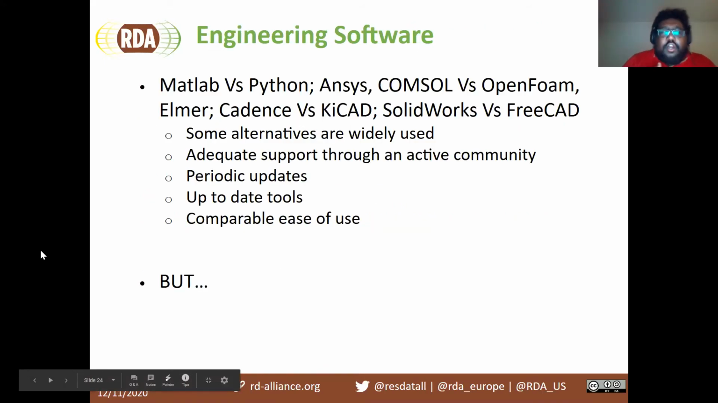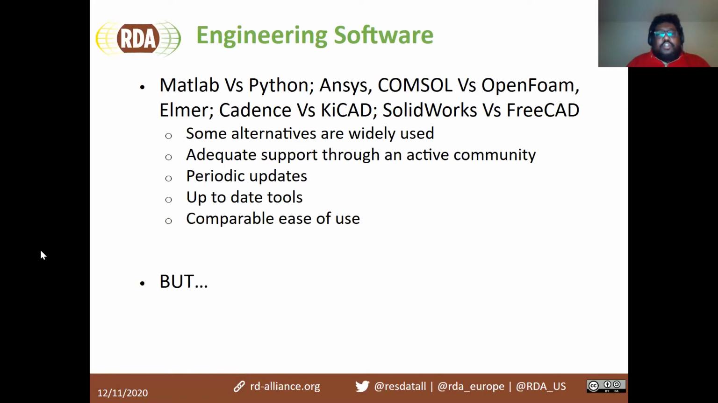As Sibylle mentioned, there is a lot of commercial software used within the engineering field. You have, say, MATLAB, ANSYS, COMSOL, Cadence, SolidWorks for different things. And you have equivalent open source software. For example, Python can be considered able to do the job that MATLAB does. For ANSYS and COMSOL, you have OpenFOAM, Elmer. For Cadence, which is software used in designing electronic circuits, you have KiCad, which is quite popular, and for SolidWorks, there is FreeCAD. Now, some of these alternatives are widely used, while others not so much.